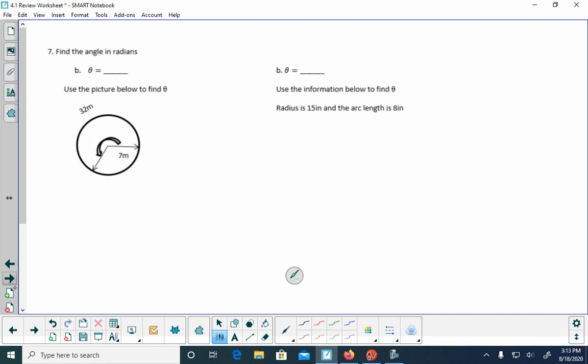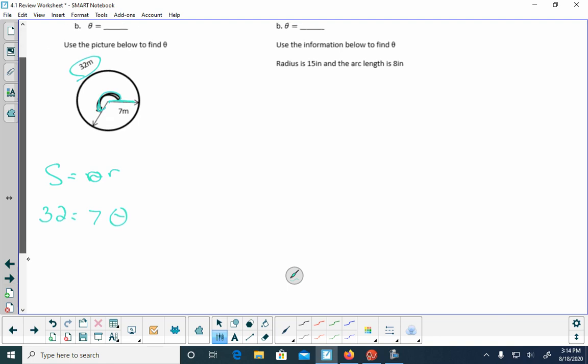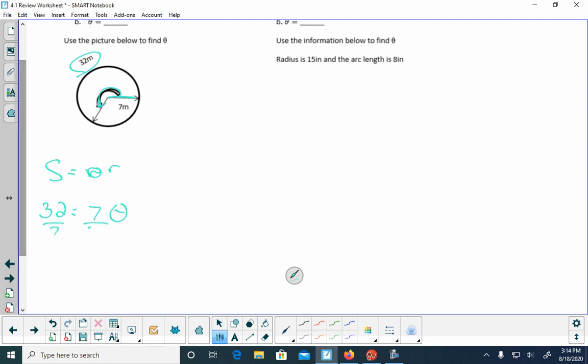Number 7, it wants you to find the angle. So you have the picture below. This is where I'm using that formula that the arc length is equal to the radius times the angle, r theta. When it gives me this symbol, that means it's the arc length. So this 32 is my arc length. The 7 is going to be the radius. So I'm going to have 7, and then I'm looking for my angle. I'm just going to divide both sides by 7, and I get 32 over 7 is equal to my angle.